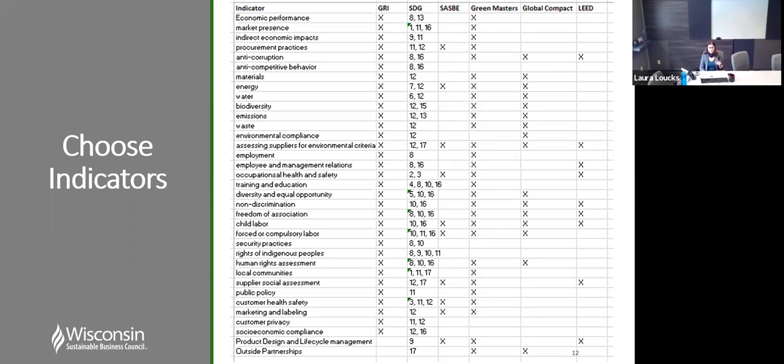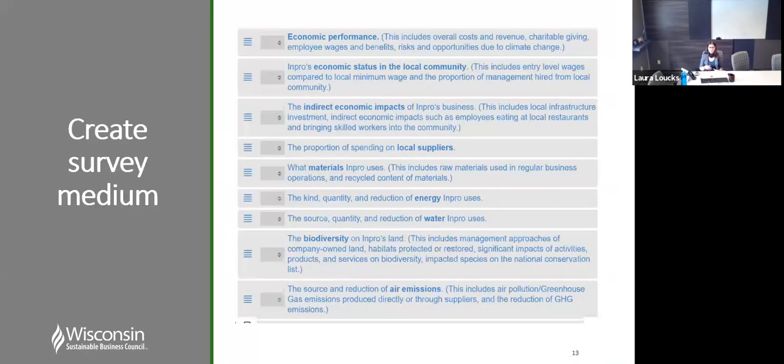We didn't use this full list. We started with this list, and then within our steering committee, we ended up taking off 10 that just didn't apply to Inpro at all because we didn't want the survey to be too overwhelming. So we ended up with a list of 26 instead of 36, which might have been a little bit too much. So we did an initial culling with the steering committee, and then we put that into SurveyMonkey.